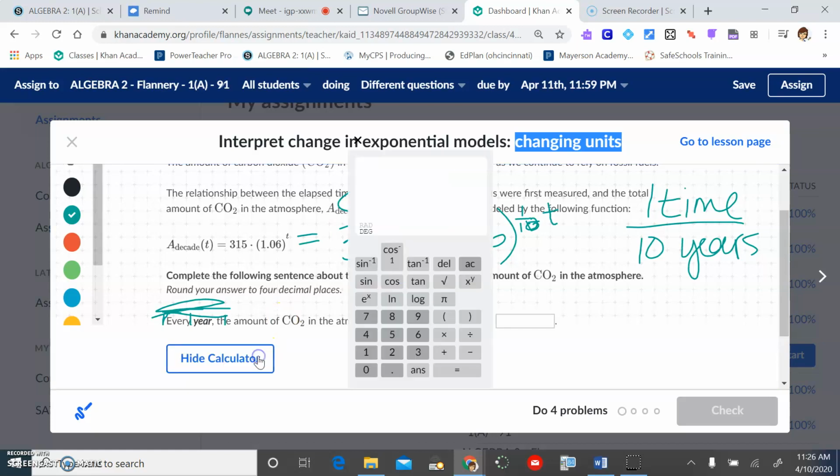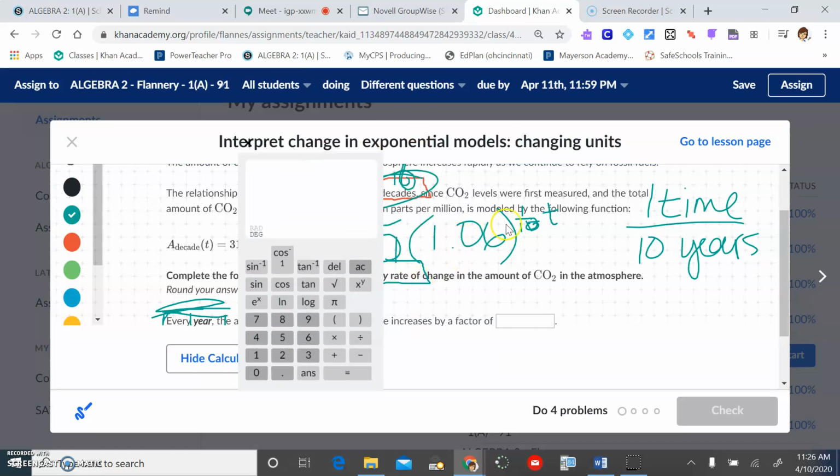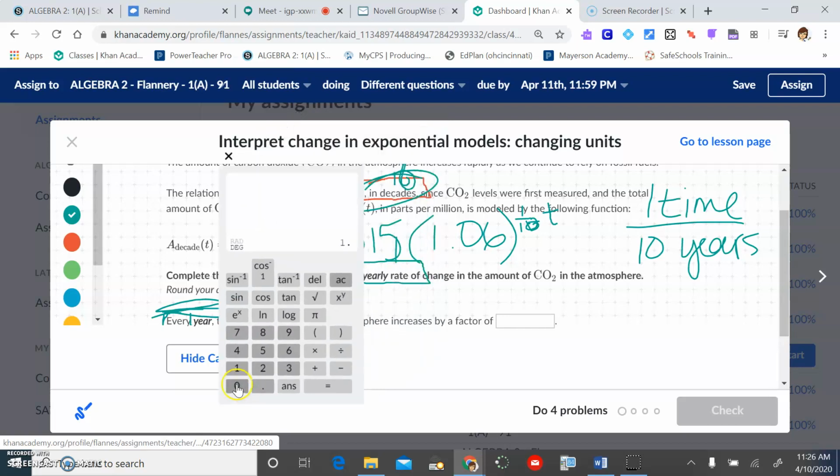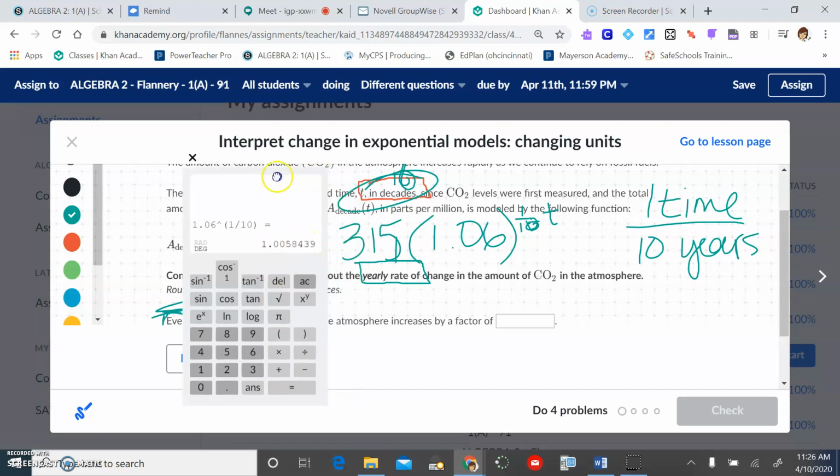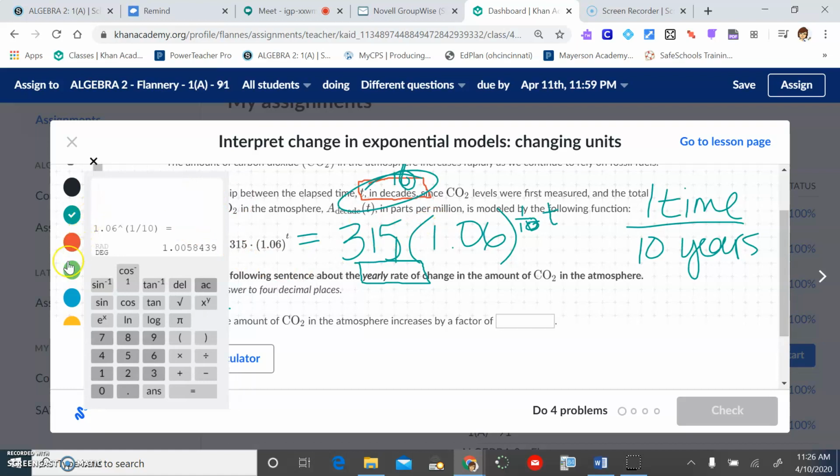So then what I can do is grab a calculator and get, okay, well, if that's what I'm dealing with, then I can put that 1/10 on the 1.06, and raise it to the power of, and I'm going to use parentheses, 1 divided by 10, or you could use 0.1, which is the same idea. 1/10, and I get 1.0058, blah, blah, blah. So that's my new rate. As a reminder, what I'm doing is taking this 1.06 and raising it to the 1/10 power, and that's going to tell me what happens every 1 out of 10 years. Okay?